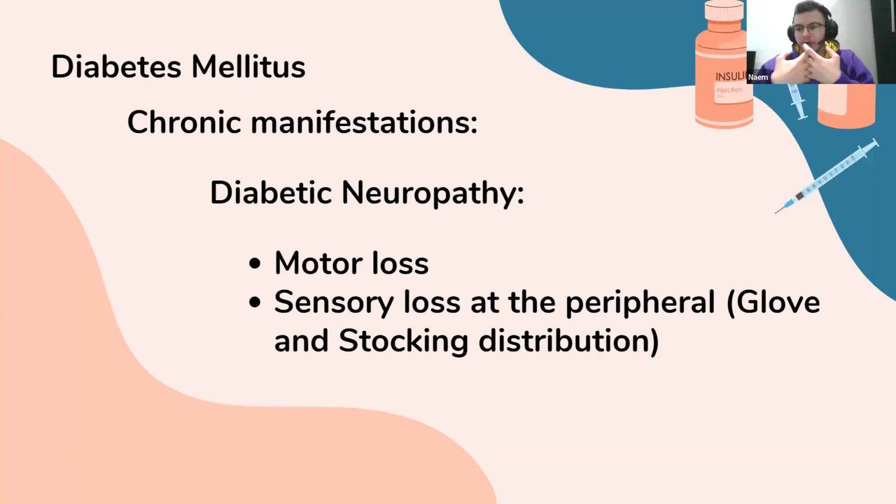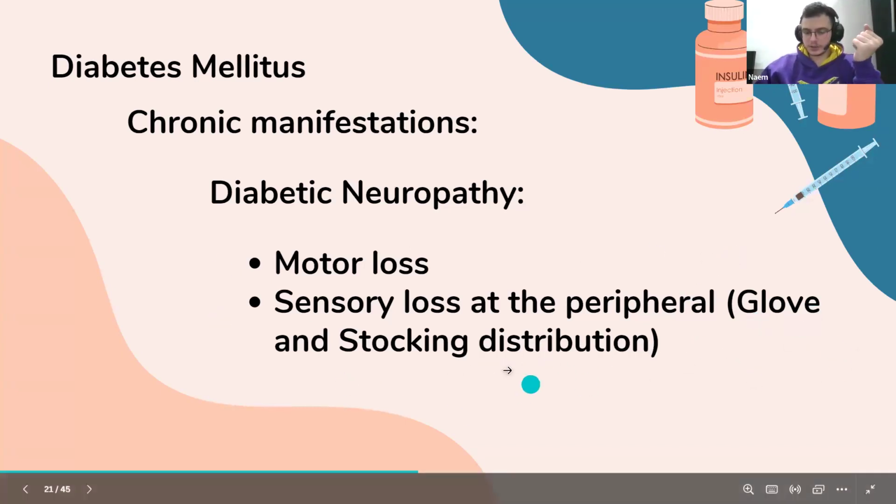Because he has diabetic nephropathy. The high levels of glucose in the blood over a long period of time is actually affecting these nerves. So now there's sensory loss at the periphery of his body. Just remember glove and stocking distribution, very high yield. It makes it very easy to memorize.